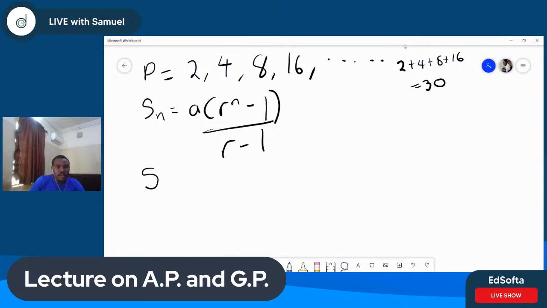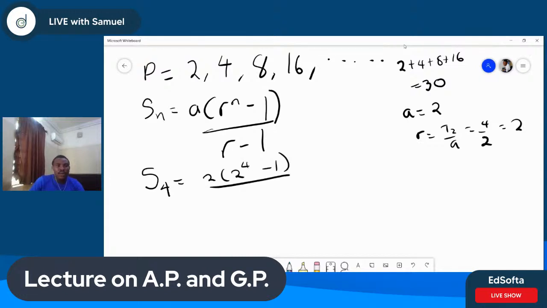So we know S will be equal to, as we have it, what's our A before we jump? Our A is 2, and what's our R? Our R is T2 over A, which is 4 over 2, which is 2. So that's 2 into bracket 2 raised to power 4 minus 1 all over 2 minus 1.